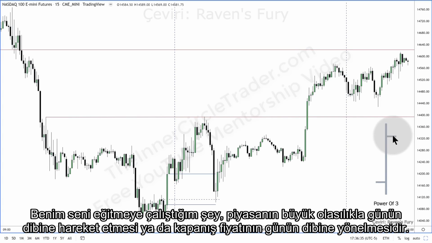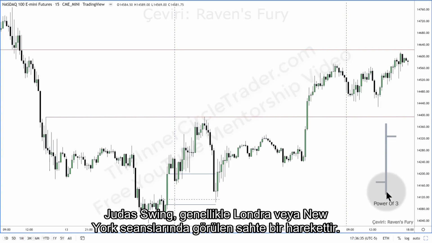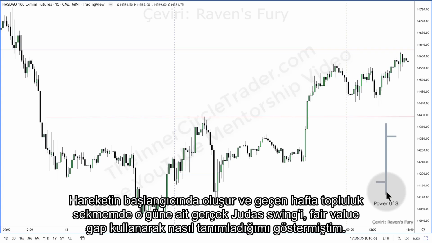Now, it's not important for you to try to predict the closing price. What I'm trying to train you to anticipate is the likelihood of the market making some kind of a fake move, like a Judas swing. Okay, Judas swing is the false move. Typically, in London and in New York session, there are fake runs that start off a move.